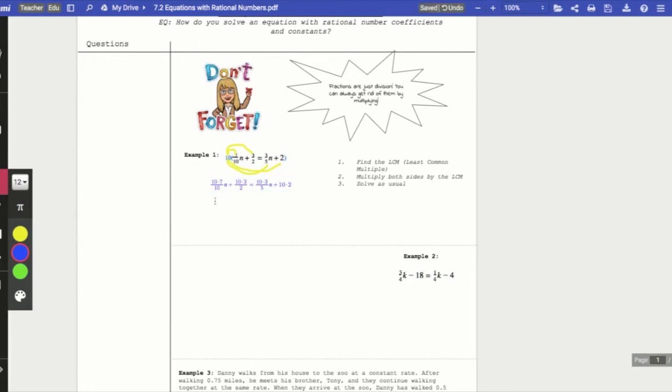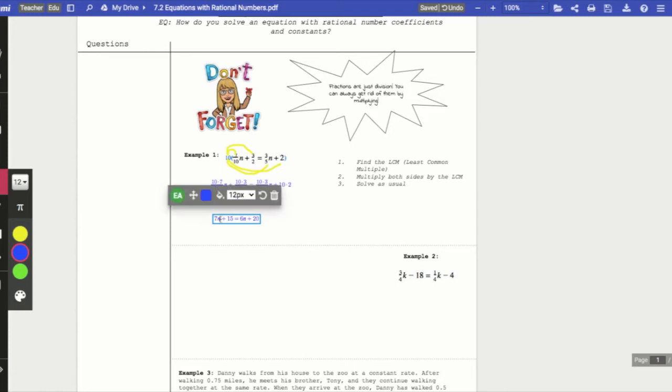So now I'm just going to start doing the math. 10 times 7 is 70 over 10n plus 30 over 2 equals 30 over 5n plus 20. Okay, so I still have fractions, but you see these are all fractions that can actually be reduced. So I'm going to go ahead and reduce them now. Remember, this is division. Fractions are just division. So 70 divided by 10 is 7, so I have 7n plus 30 divided by 2 is 15. 30 divided by 5 is 6. So 6n plus 20.